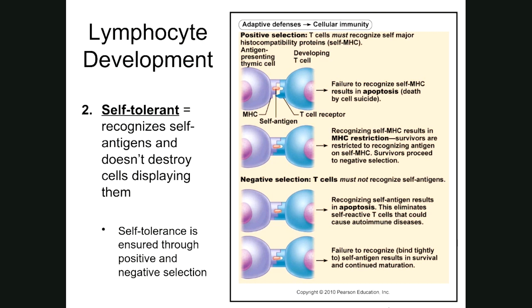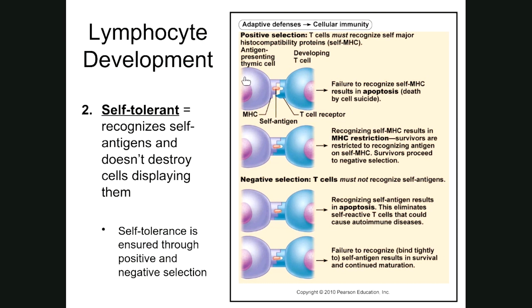And there's a two-step process that ensures self-tolerance. So the first step in the process is what's known as positive selection. And I want to walk you through a little bit what's going on with positive selection. So we have a cell here. This would be a cell that's in the thymus. Specifically, it's an antigen presenting cell.